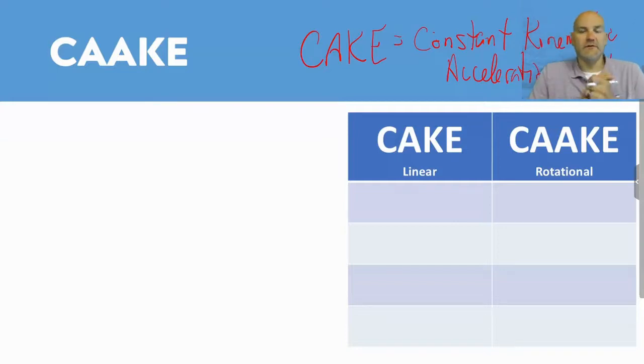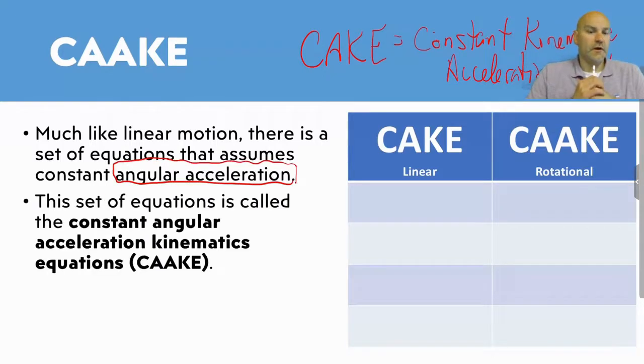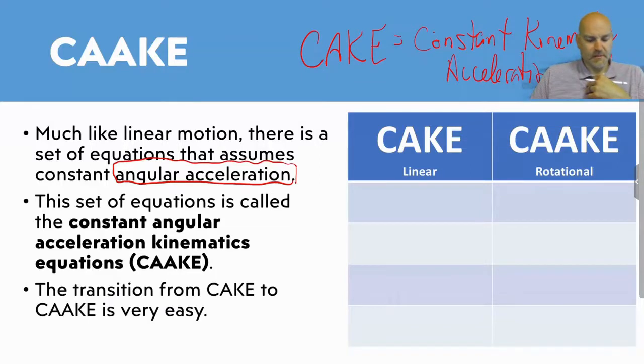Just like in the last video where we talked about there being a rotational equivalent to linear, we do the same thing here. Much like linear motion, there is a set of equations that assumes constant angular acceleration. That's where our double A comes from in our CAAKE equations. So we call this set of equations the constant angular acceleration kinematics equations. There's going to be a very easy transition from the single A CAAKE equations to the double A CAAKE equations, and that's simply changing the variables.